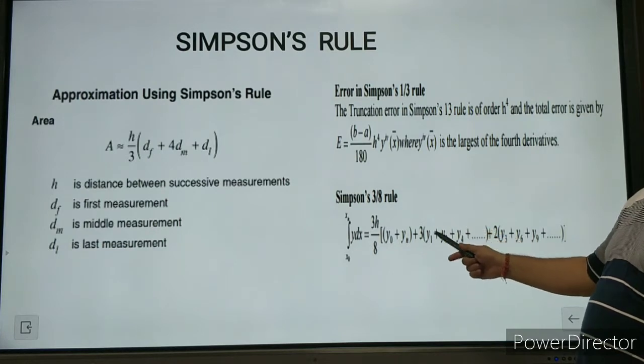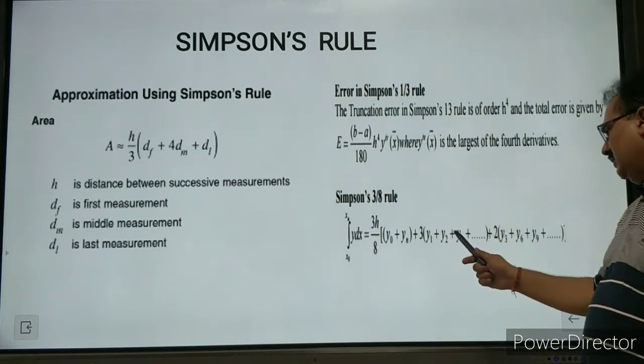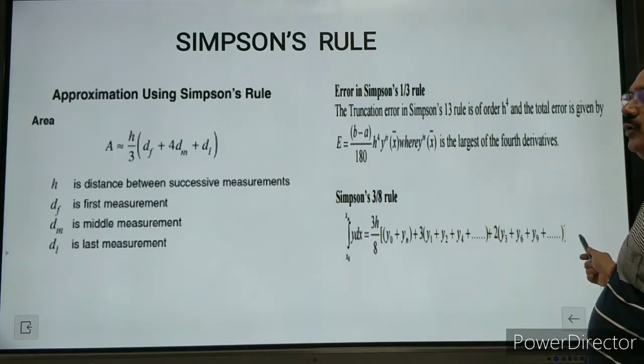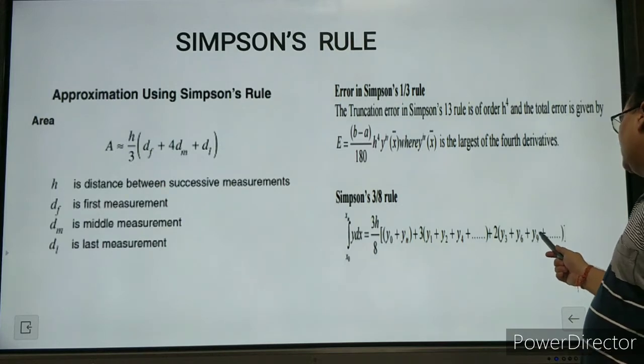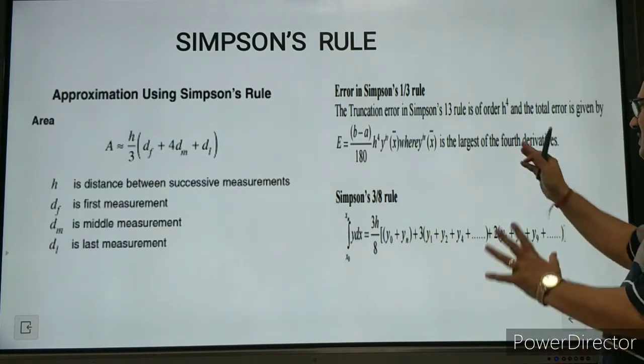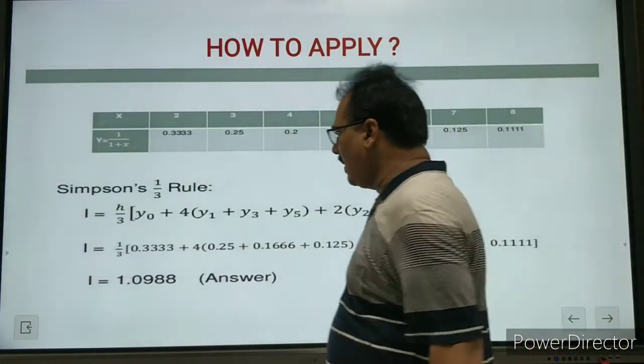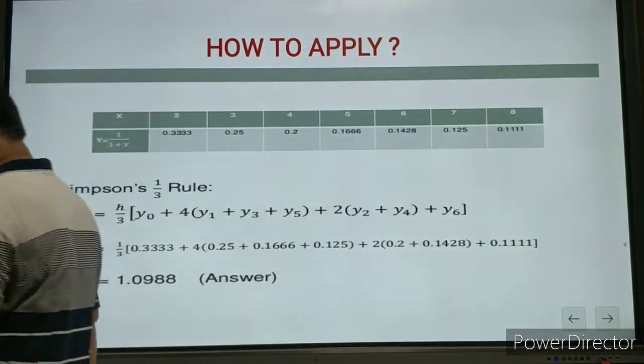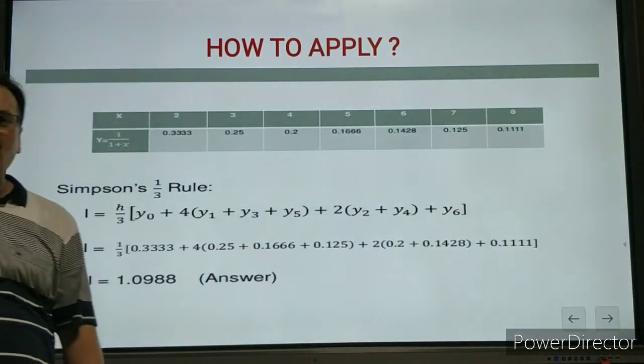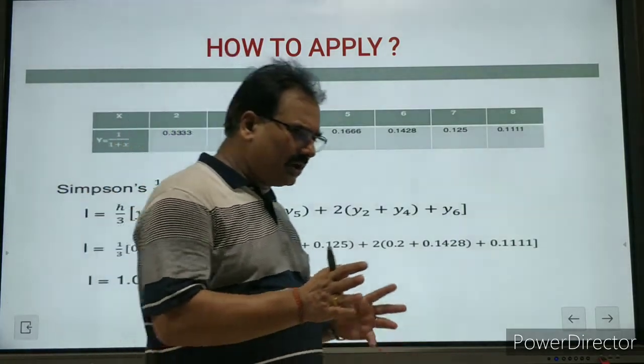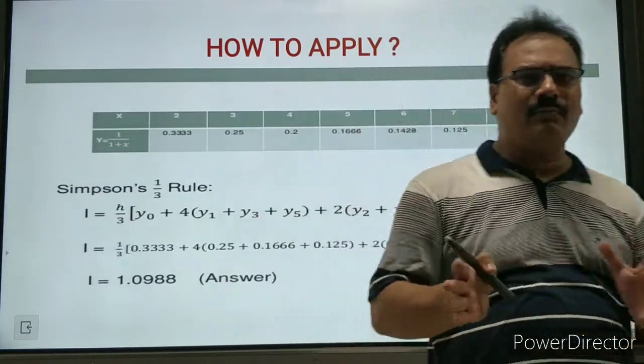So here, all other ordinates except the multiple of 3, and plus 2 times the multiple of 3, means y3 plus y6 plus yn and so on. So this is about Simpson's 3 by 8. Now, in a problem, I will show how you can go for the computational procedure.